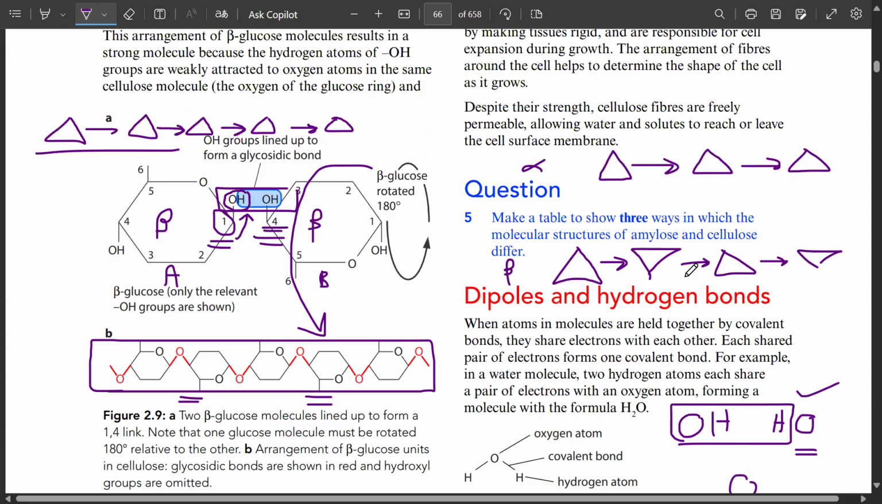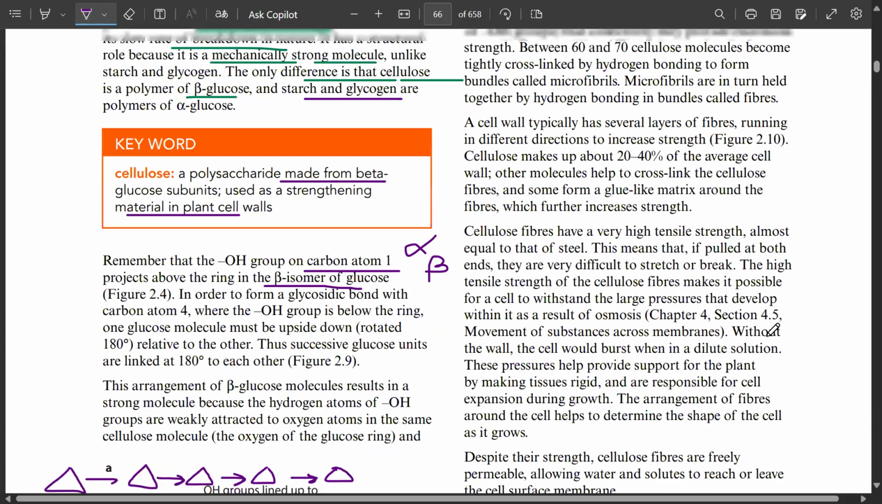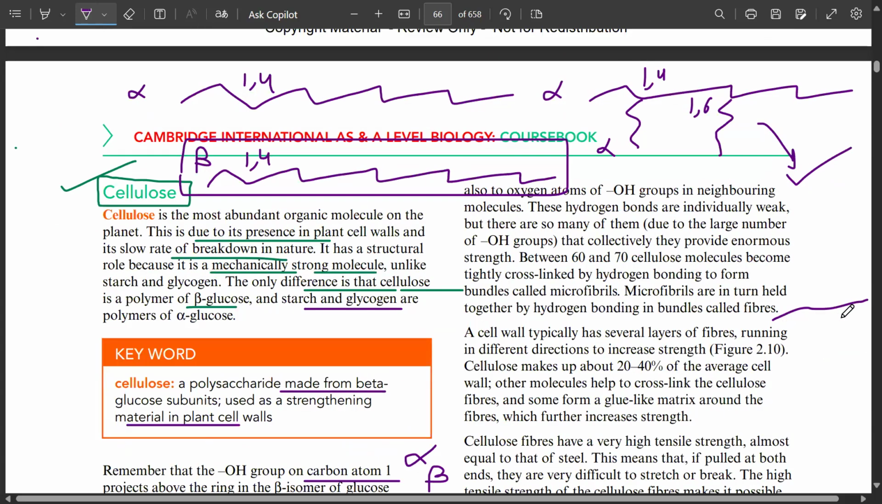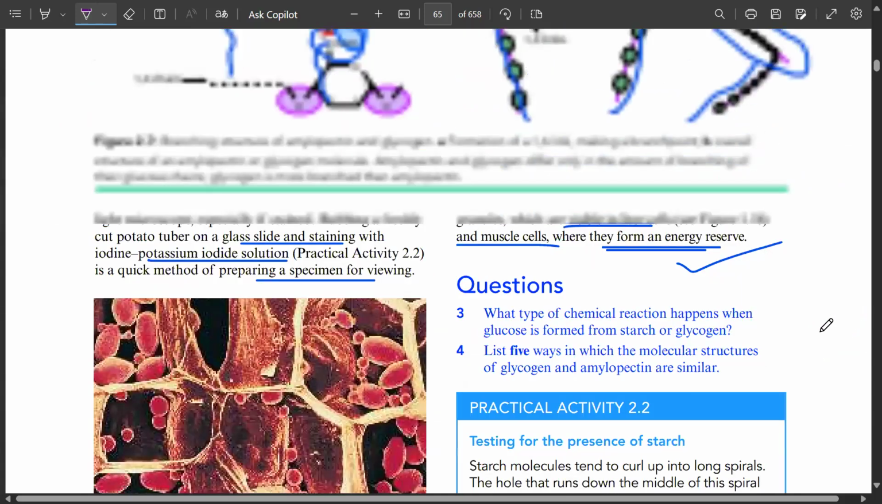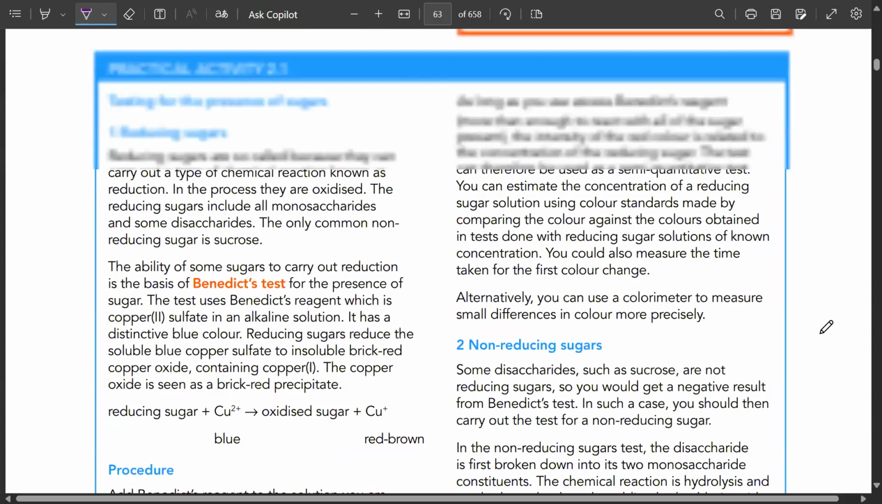Oh, okay, okay. Wait, so could you go back to the diagram for a second? The beta glucose, yeah.